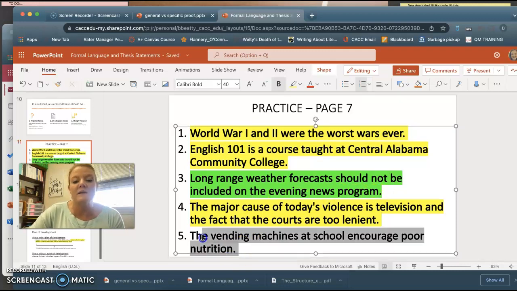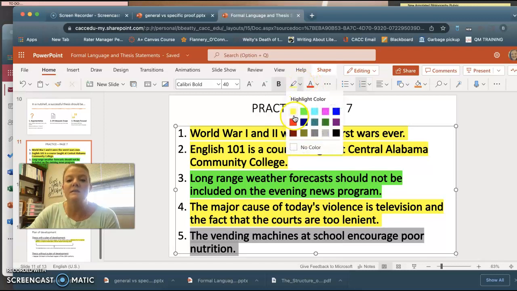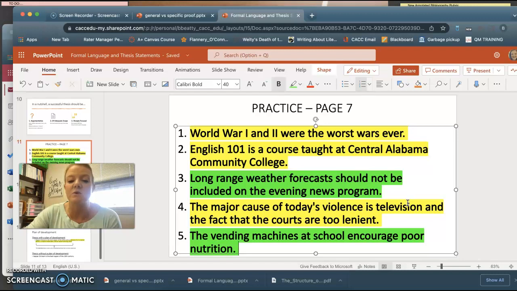Number 5, vending machines at school encourage poor nutrition. So that's a good thesis statement. We're talking about one thing, vending machines at school. You could argue that vending machines do not cause poor nutrition. They have water right next to the Coke. If you choose to drink the water, that's a good choice. So you could argue with that statement.